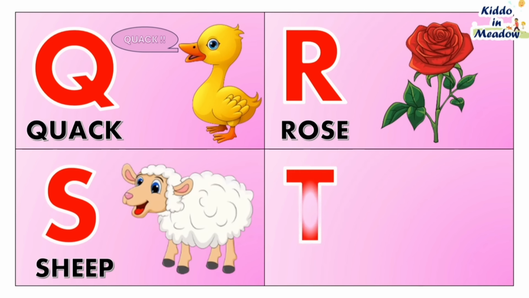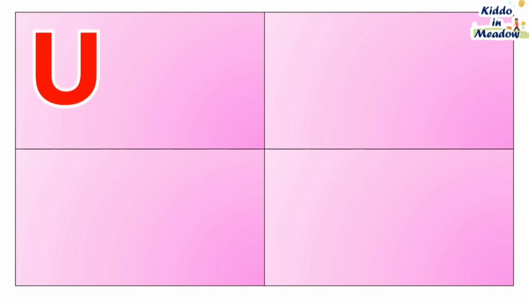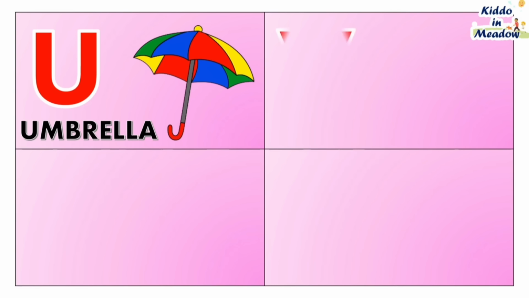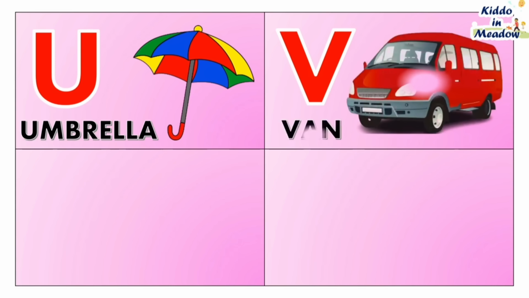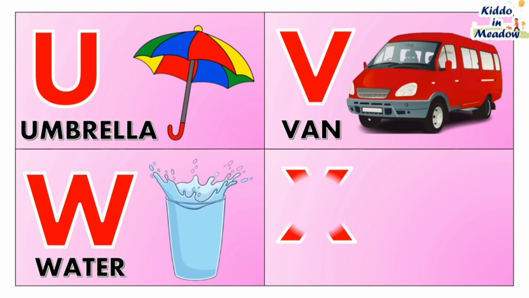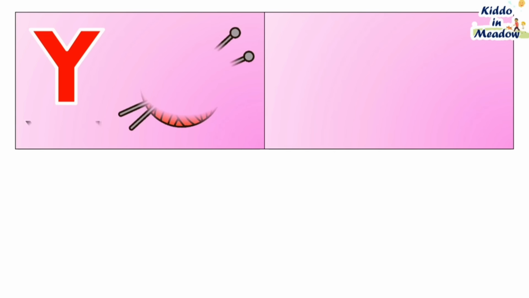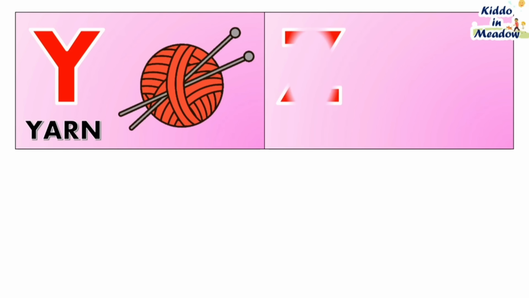T. T for tiger. U. U for umbrella. V. V for van. W. W for water. X. X for Xmas tree. Y. Y for yarn. Z. Z for zebra.